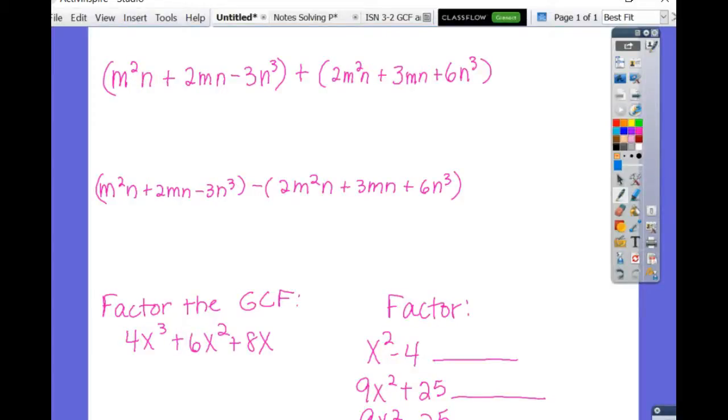When do you get prime? Are these factoring? Oh, it's plus, so it is prime. Everybody go like this. There's a big fat plus between these. Plus. We are adding. It's not prime. So 1m squared n plus 2m squared n gives you 3m squared n.